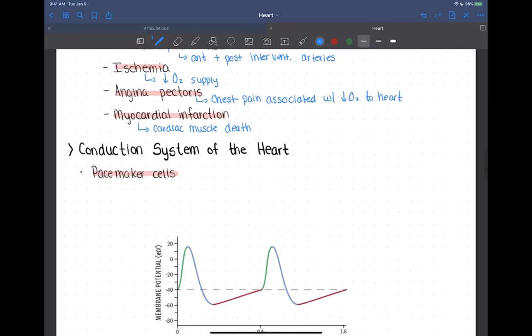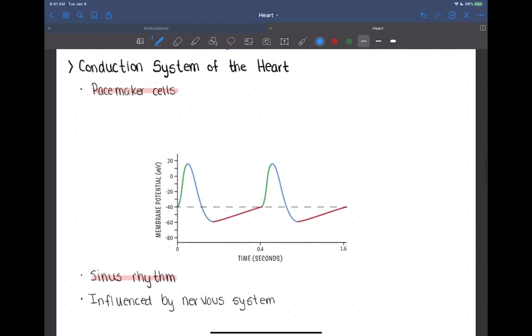The first thing we need to talk about is the fact that the heart has these cells called pacemaker cells. They're very unique because these are cells that are self-excitable. Self-excitable means that they can generate their own action potentials. So they can make their own action potentials, and that's very unique.